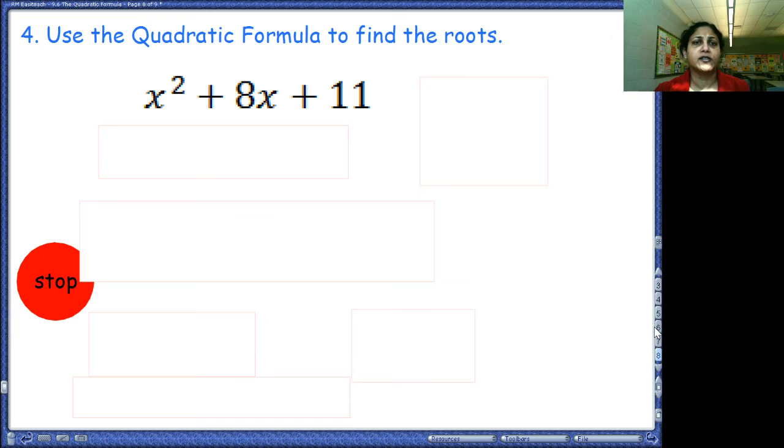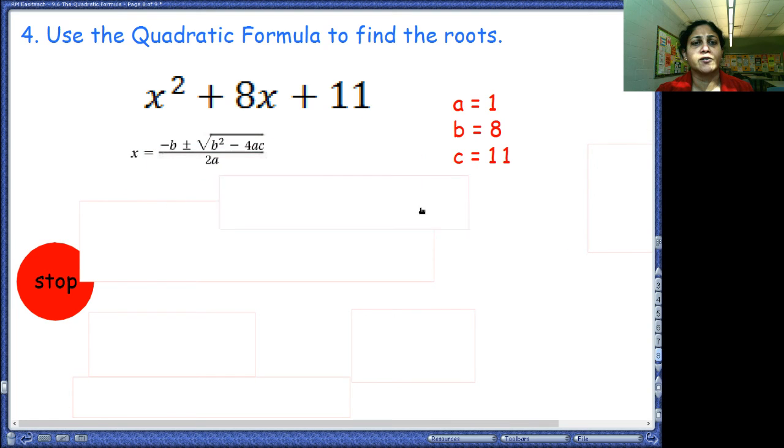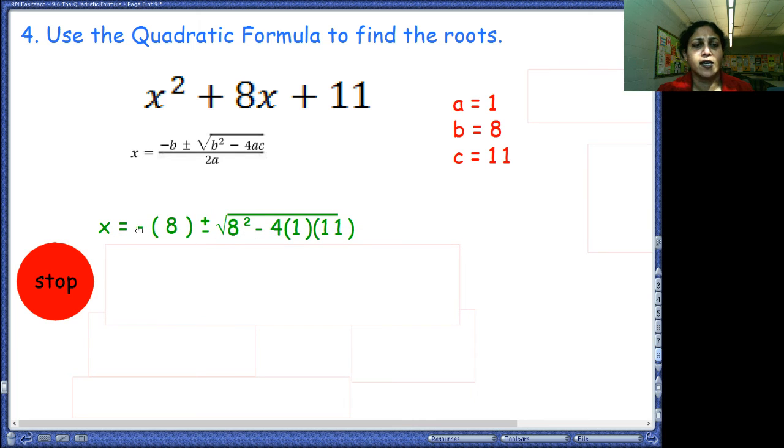And then the last thing is to learn how to use the quadratic formula. This is simple, yet a little complicated because of the math. So first you want to write down your a, b, c values. Then you're going to write down your formula, and then very carefully you will plug in. Make sure you use parentheses for every single part. So we have negative b in parentheses plus or minus square root of 8 squared minus 4 times a times c, divided by 2 times a.